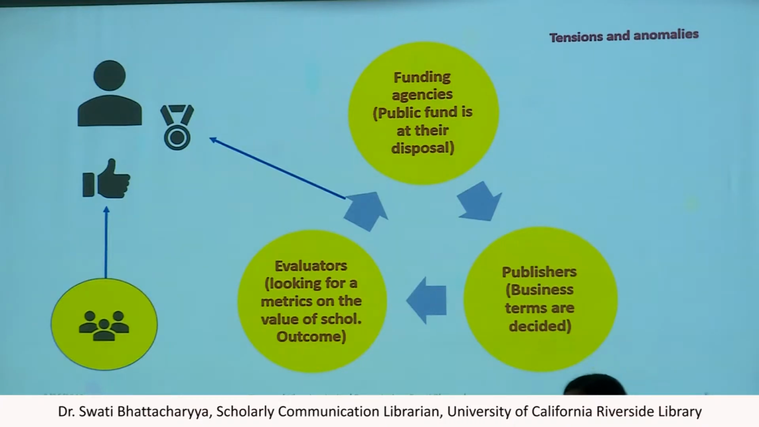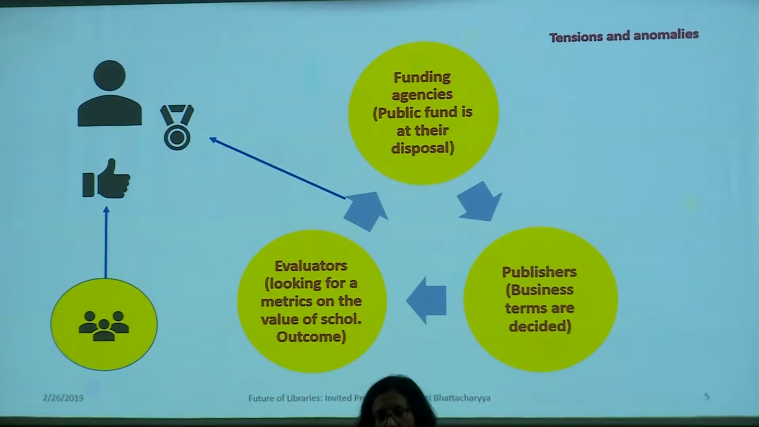Public fund is in the hand of funding agencies, but the entire business so far has been controlled by publishers. And evaluators, those who have to reward the authors or researchers, were always in search of a number that they can attach to the paper or research. Can I give this research paper 8 or 2, and based on that the reward is to be given. The author is pushed outside, and the funding agency depends on the publisher. Publishers are manipulating evaluation metrics, mostly the journal impact factor, and then evaluators depend on it.